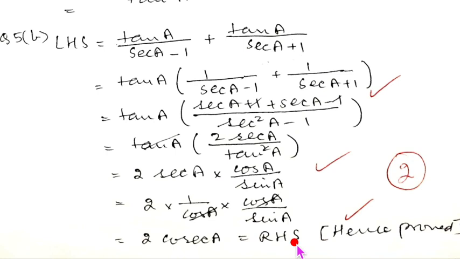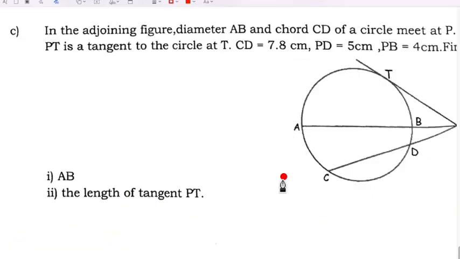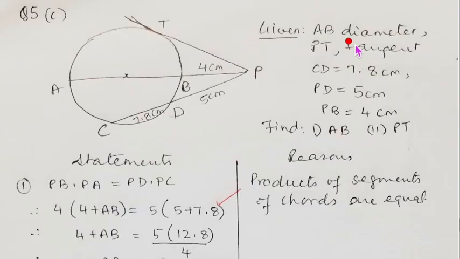Okay, let us look at 5C. For 5C, we have to draw the diagram, so let's just draw the diagram. We write what is given here. AB is the diameter, it's passing through the center, can you see that? And PT is the tangent, and then you are given CD from here to here is 7.8, PD 5, that is from here to here, and you have to find AB. AB is here, and PT you have to find.